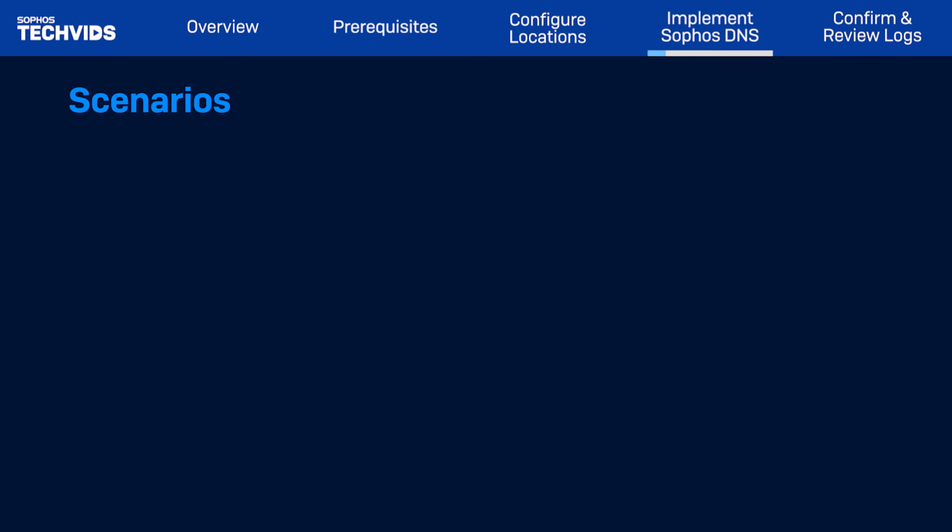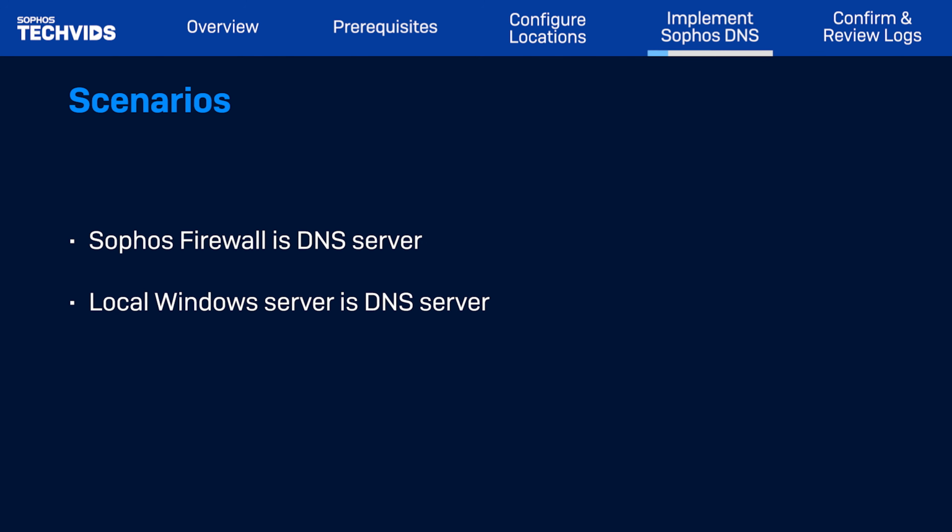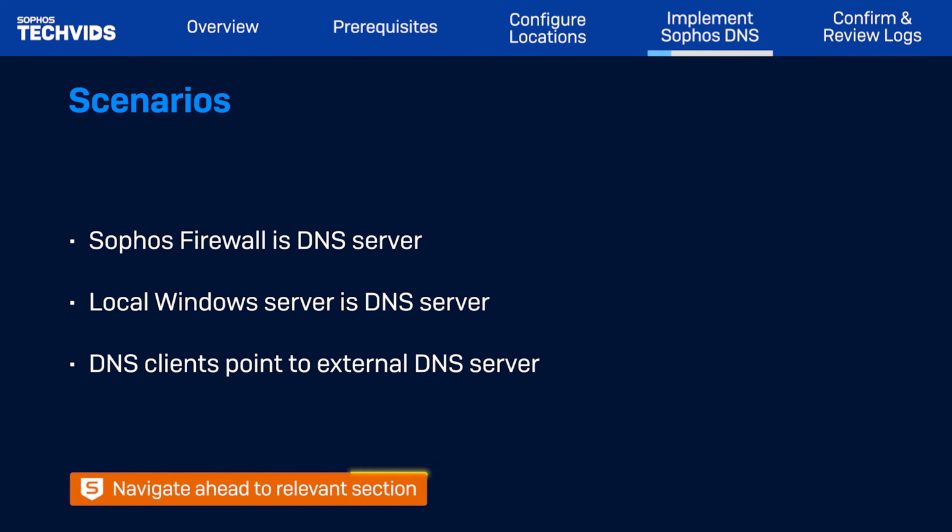Now, I'll cover 3 scenarios. First, if Sophos Firewall is the DNS server. Second, if a local Windows server is the DNS server. And lastly, if your DNS clients are pointing directly to an external DNS server and you need to point them to Sophos. Navigate ahead using the video chapters and timestamps noted in the description, depending on which applies to your setup.